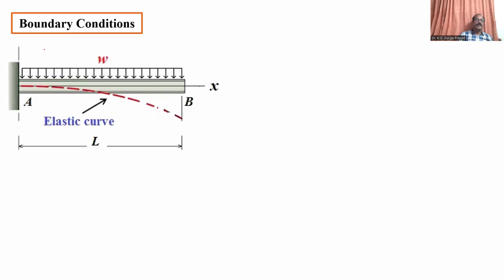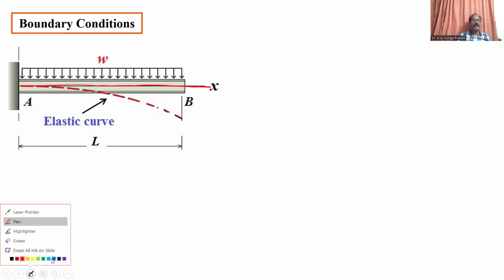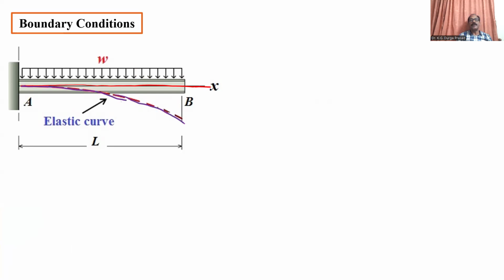This one is the neutral axis, the undeformed position of the beam when it is not subjected to any load. Once it is subjected to load, what happens? It takes a different, curved shape. You see that? This is the shape we are getting. We can call this an elastic curve, right?